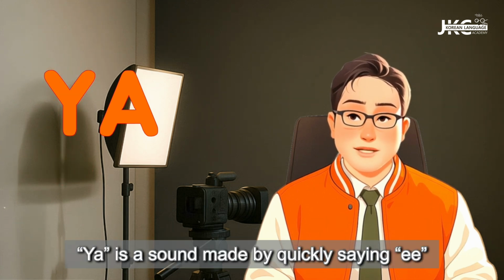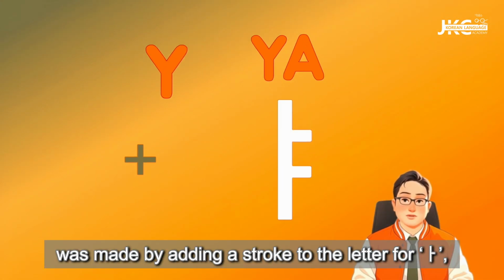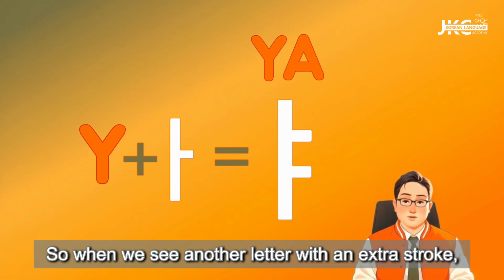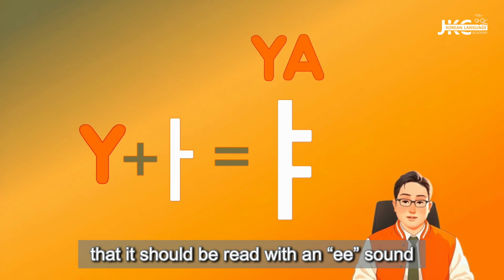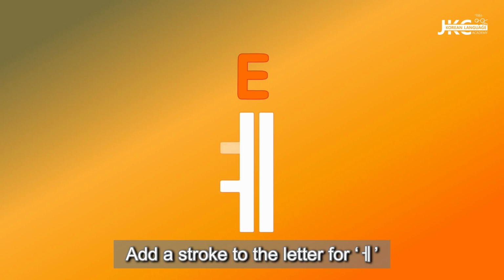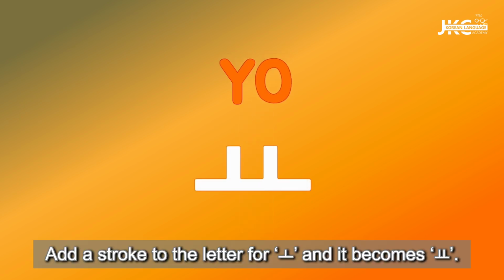In fact, the Y in Ya actually shows the E sound. Ya is a sound made by quickly saying E and A together. Listen to this. Ia. Ia. Ya. The Hangeul letter Ya was made by adding a stroke to the letter for A, creating the combined sound Ya, which includes both E and A. So when we see another letter with an extra stroke, we can easily guess that it should be read with an E sound added at the beginning. Like this. Add a stroke to the letter for E, and it becomes Ye. Add a stroke to the letter for O, and it becomes Yo.